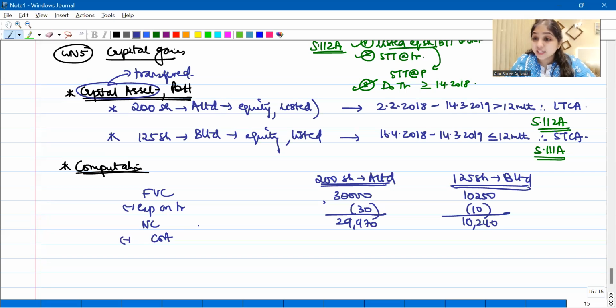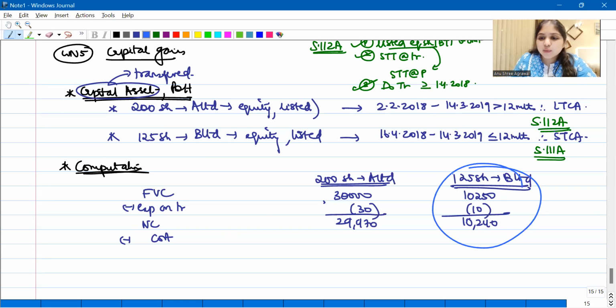Can I please index the cost of acquisition? What do you think? Guys, 112A, can you index? 112A, even though it is long term, sorry, you can't index. 111A, short term, guys. Short term, you anyways can't index. So sorry, no indexation. Okay.